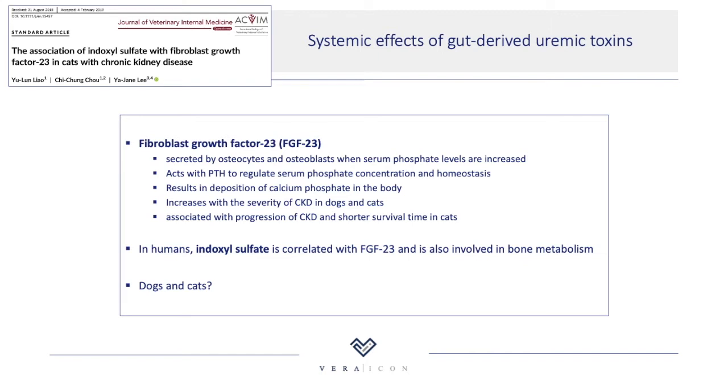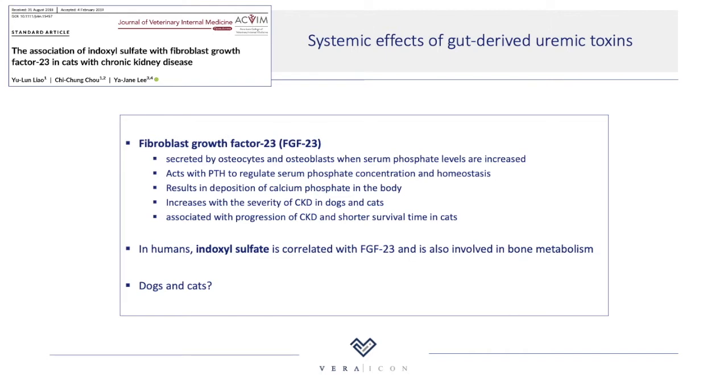So what do we know about FGF23? We know that it's involved in the homeostasis of phosphate. So whenever serum phosphate levels go up, FGF23 will be secreted by osteocytes and osteoblasts, and it will try to decrease serum phosphate levels by, for example, deposition of calcium phosphate in the body. Studies have shown that FGF23, like indoxyl sulfate, will go up when CKD develops in dogs or in cats, and it is related to the severity of CKD.